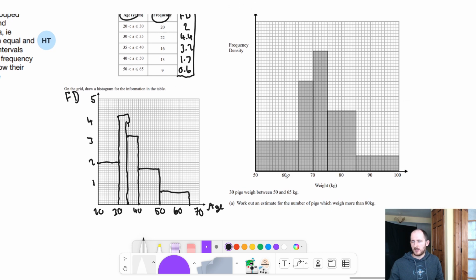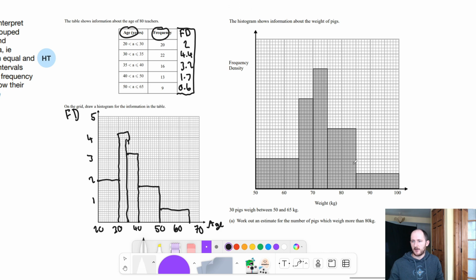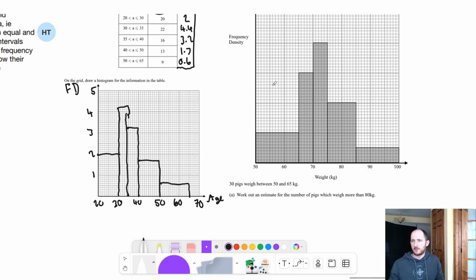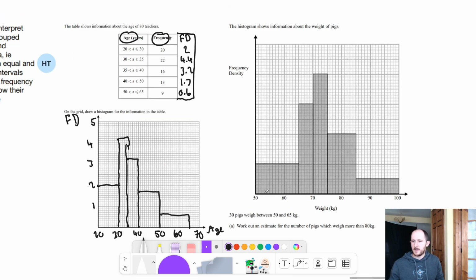So again, it should look, well, I mean, this isn't the answer, obviously, this is a different kind of histogram, but we'll go through this one as well. Shows the information about weight of pigs, whatever. 30 pigs weigh between 50 and 65, so between 50 and here. Right? Work out an estimate for the number of pigs that weigh more than 80 kilos.